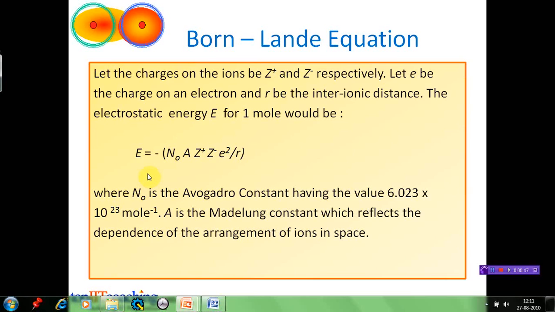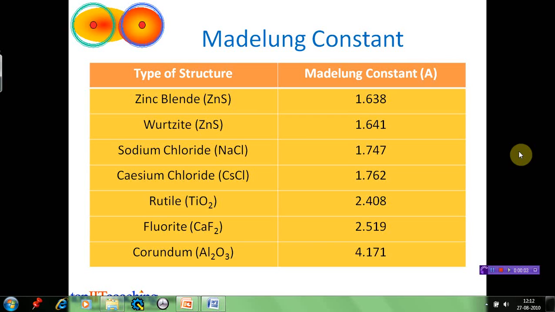Now in this equation we are assuming that there are more than 2 ions, so the electrostatic energy will depend on their arrangement in the space. This dependence is reflected by a constant called Madelung constant, which is denoted by capital A. This constant has different values depending upon the geometry of the crystal. This table gives us the values of Madelung constant for different crystal structures.